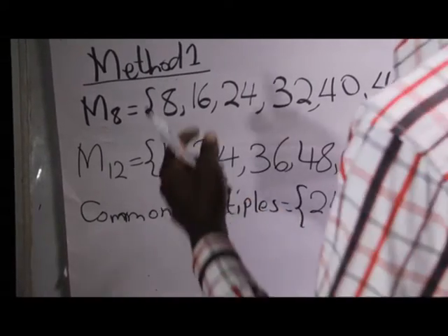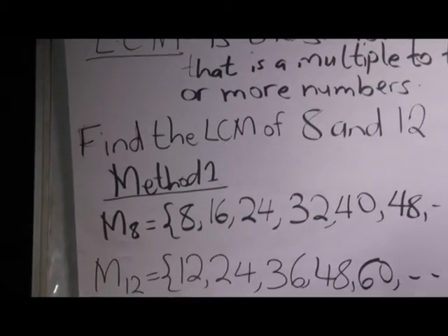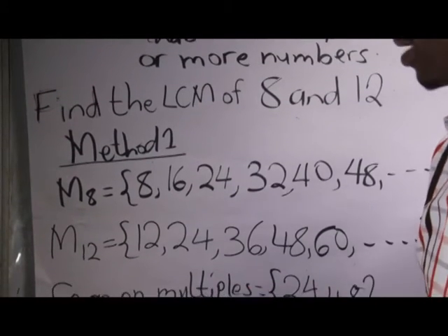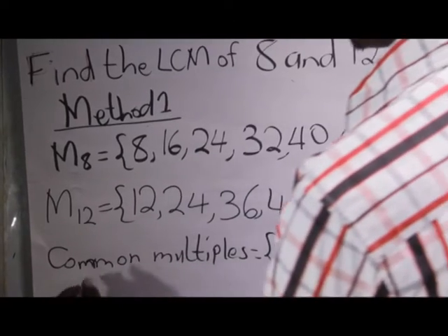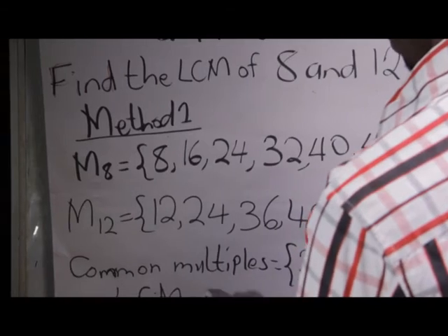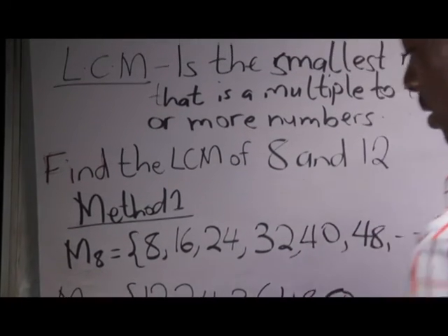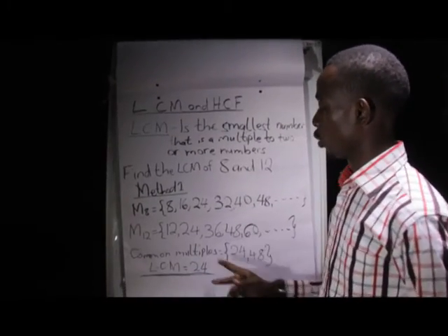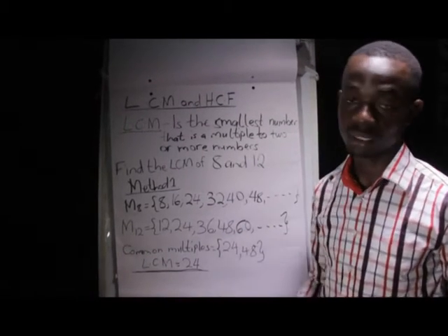That is what we mean by the LCM, in other words, the lowest common multiple. So between 24 and 48, which is smaller than the other? The answer is 24 is smaller than 48. So finally, my LCM is going to be 24. And that is method 1. We say we first list the multiples, look for the common multiples, and then identify the smallest multiple.